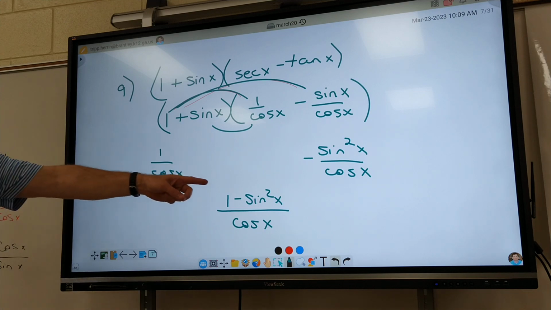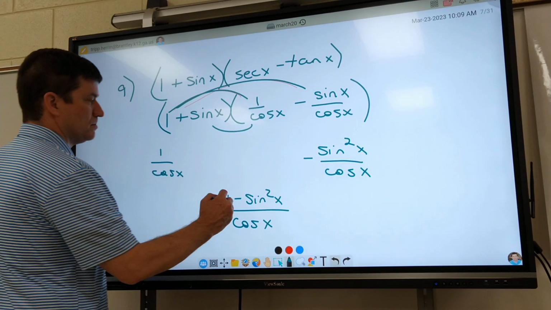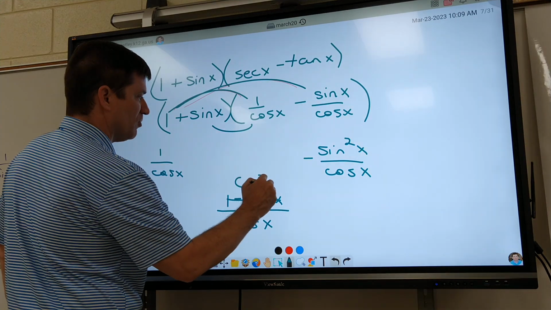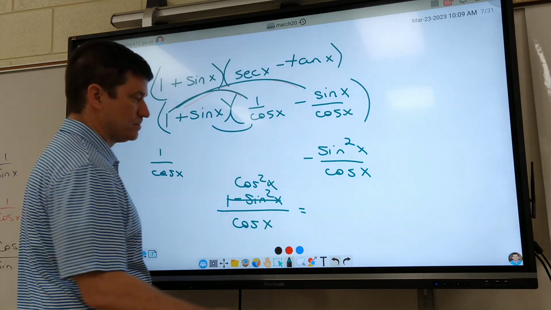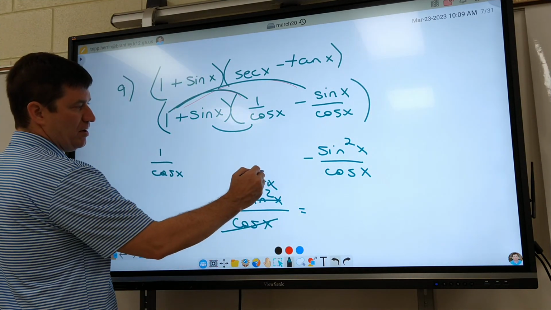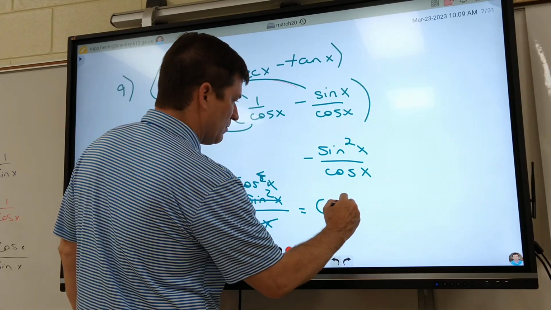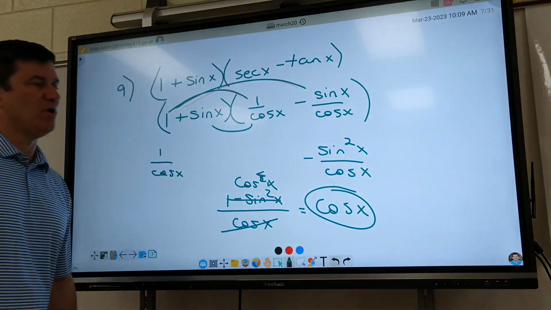All right, what does the top turn into? Good. What's the final answer going to be? Cosine off the bottom. Mark out 1 cosine off the top. I'm left with cosine x. All right, that one wasn't that bad.